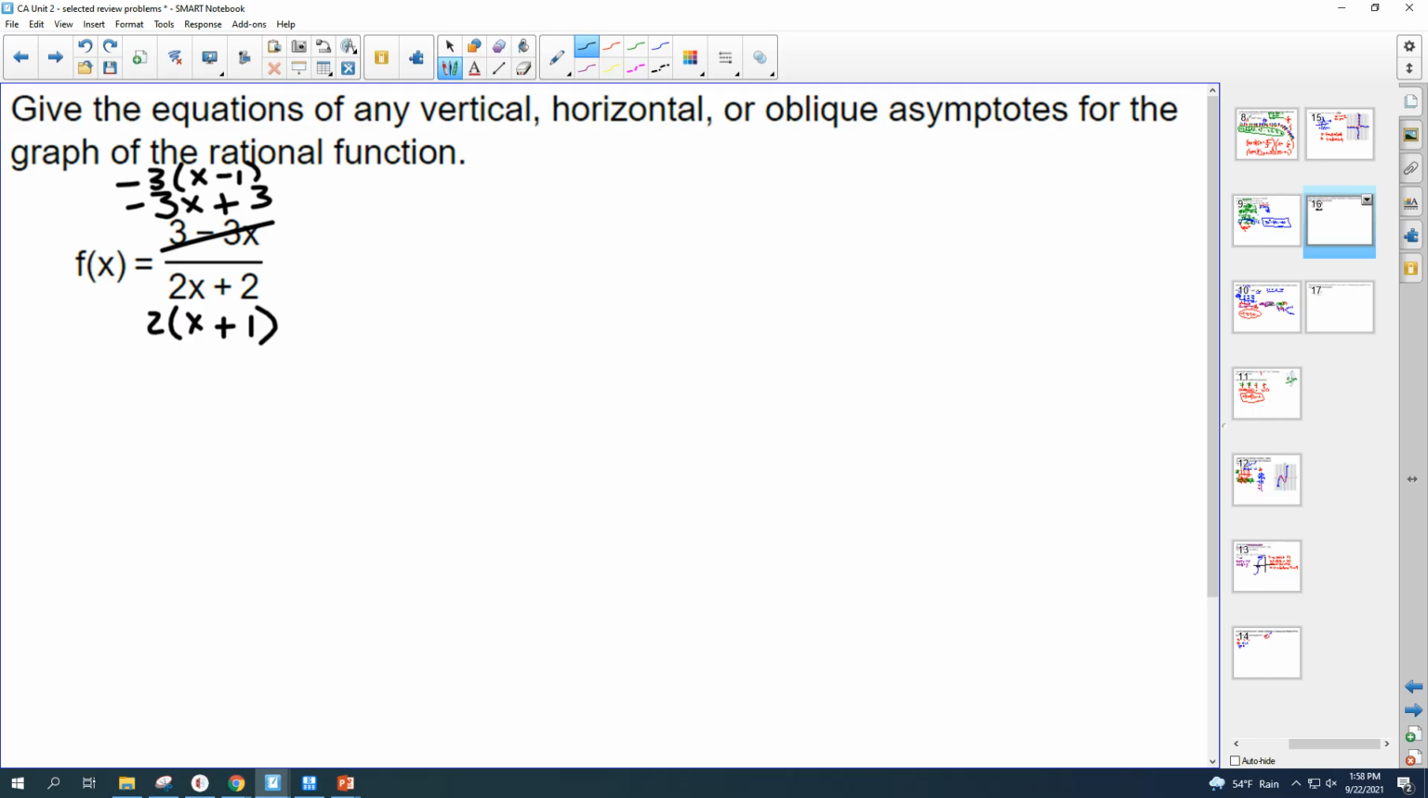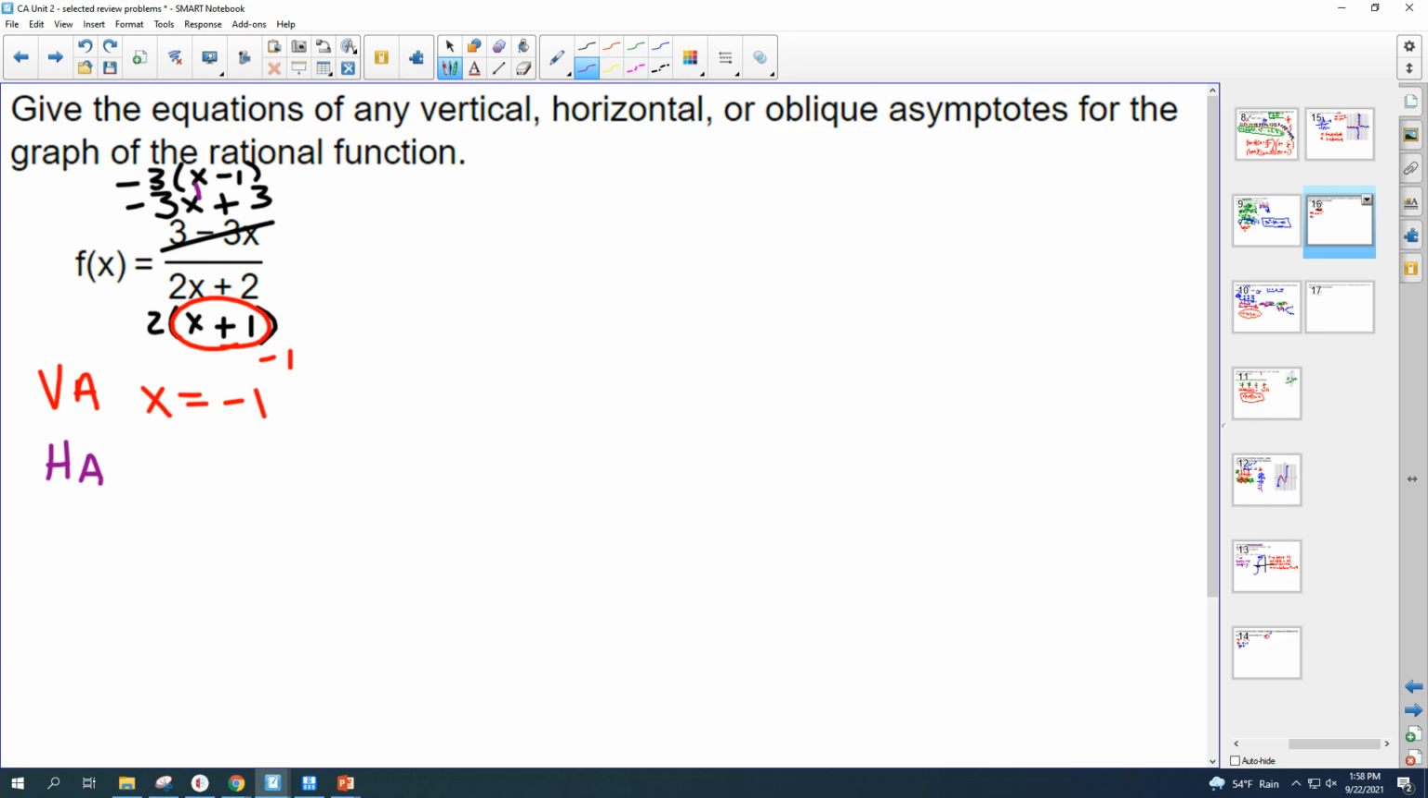And that makes a difference, right? Because it's a vertical asymptote if it does not cancel. You look at what's going to make 0. In this case, it is negative 1. If it doesn't cancel, it's a vertical asymptote. Then you look at horizontal or oblique, and it has to do with the degree.